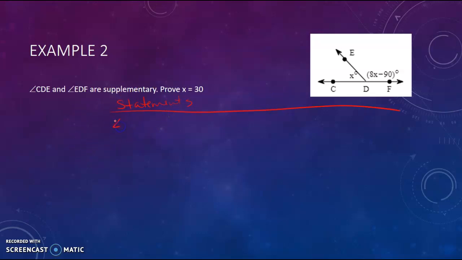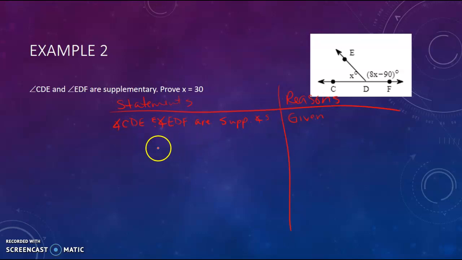So I know that angle CDE and angle EDF are supplementary angles. And the reason I know that is it's in this first statement, so that's a given. So now I will put my reasons right here.